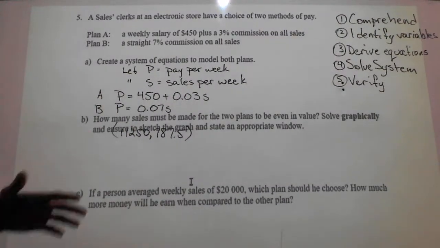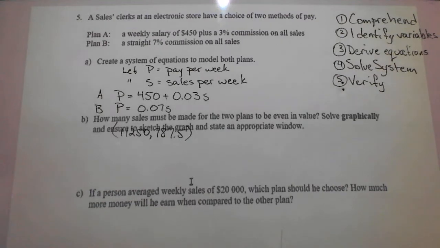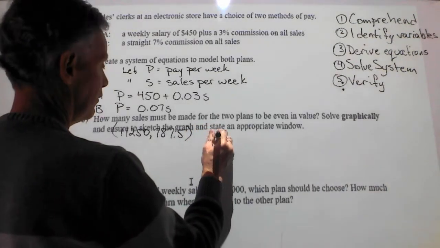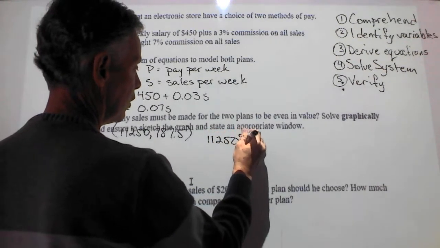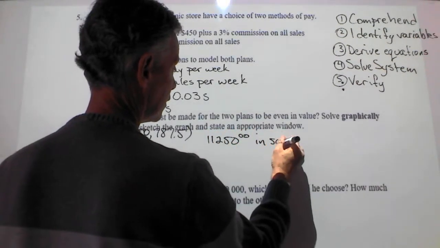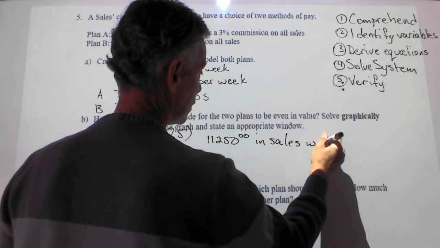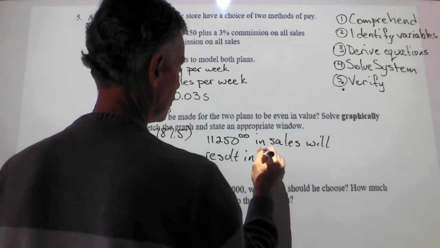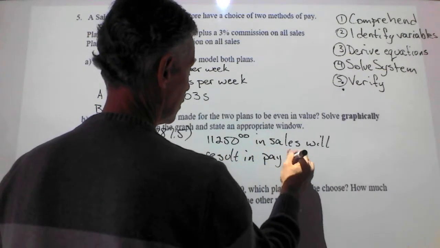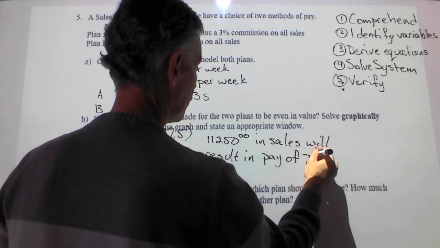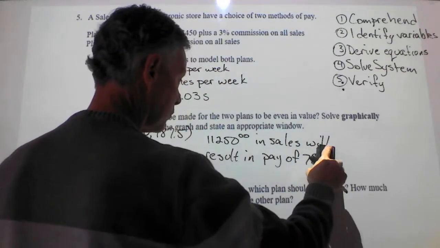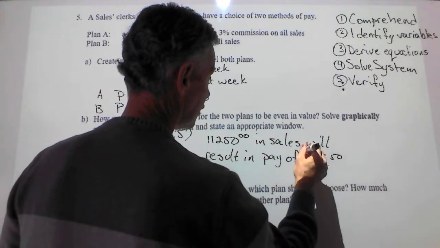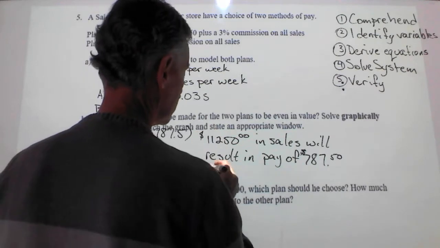So it says, how many sales must be made for the two plans to be even in value? Well, look, it's right there. Okay, $11,250 in sales will result in pay of 700 and, whoa, remember it's Monday, $787.50 for both.